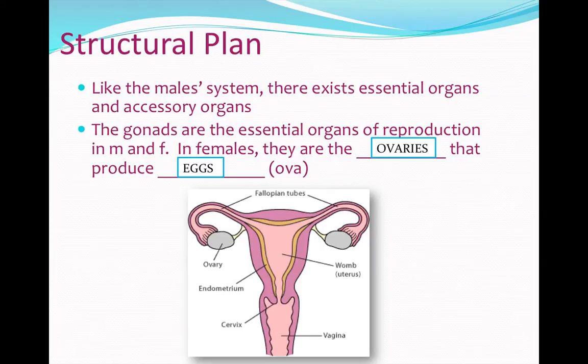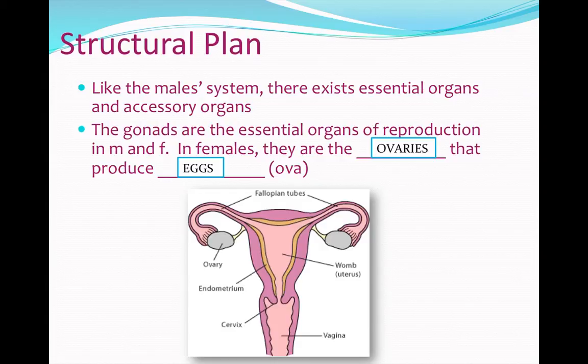The structural plan has the same type of categories as those of a male. There are essential organs and there are accessory organs. In the male system, we saw that the essential organ was the gonad, the testes, and the accessory organs were a set of ducts that contributed chemicals to sperm.